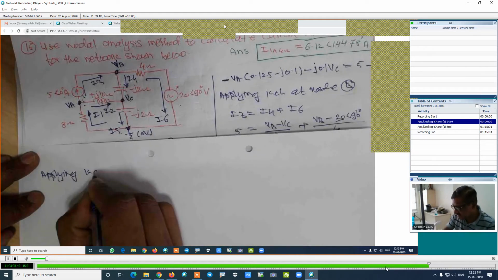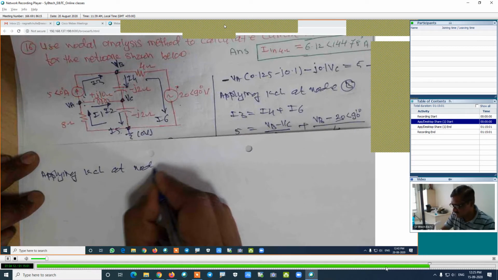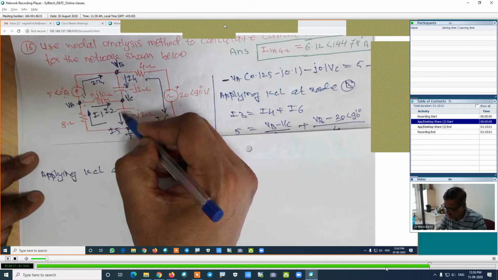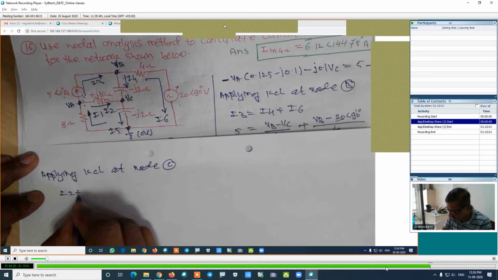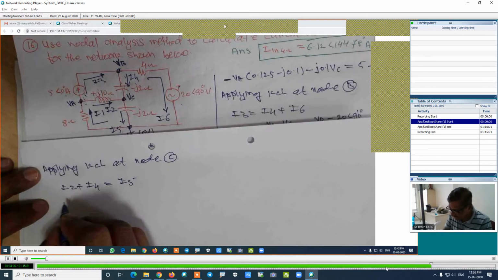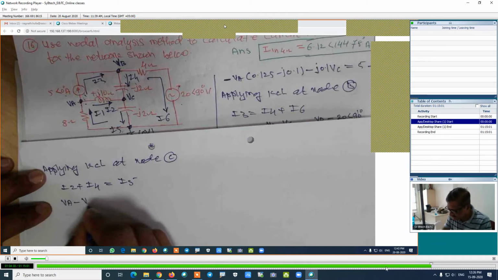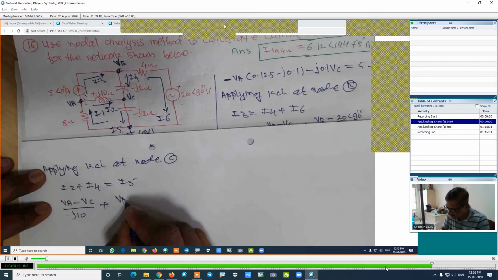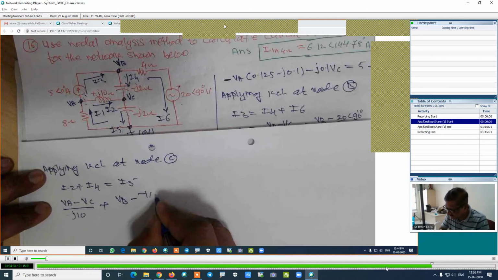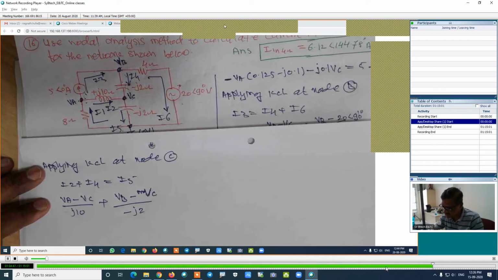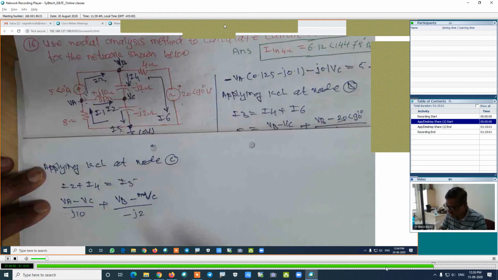Applying KCL at node C. If we are applying the KCL at node C, at this node, this is incoming, this is incoming, this is outgoing. This equation will be I2 plus I4, which is equal to I5. How much is the I2? I2 is VA minus VC divided by j10, plus I4 is the current in this branch, which is VB minus VC divided by minus j2, which is equal to I5.